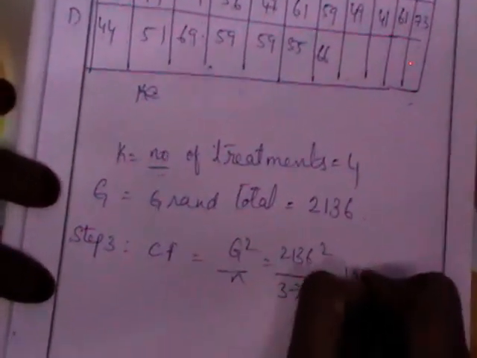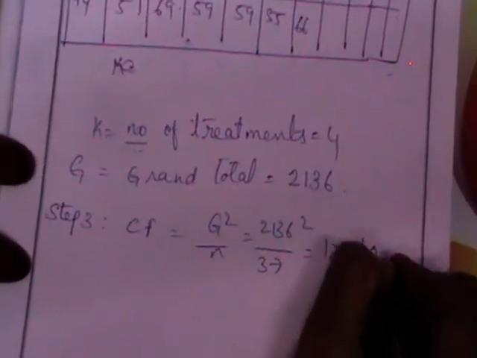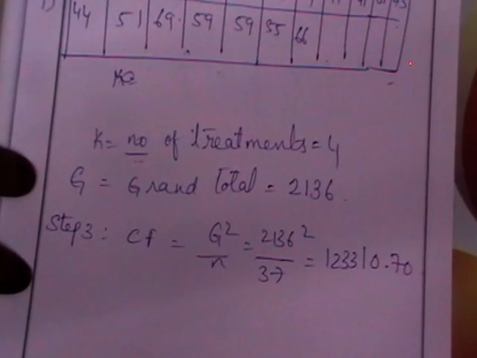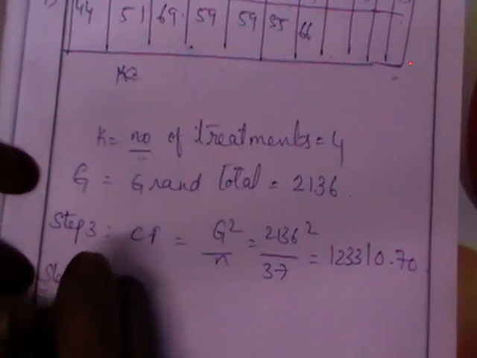37 observations. 1, 2, 3, 3. I have already done this, so I am writing those values directly. Step 3 is the correction factor.